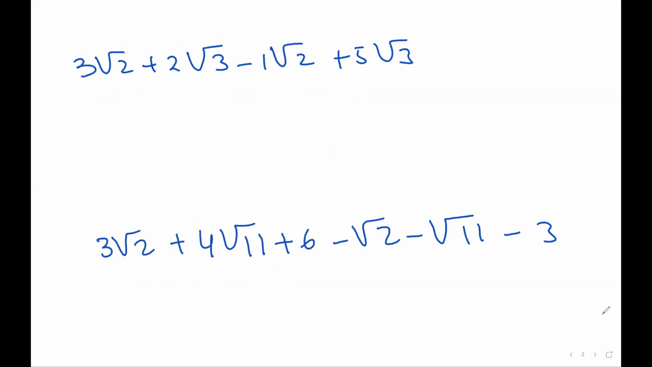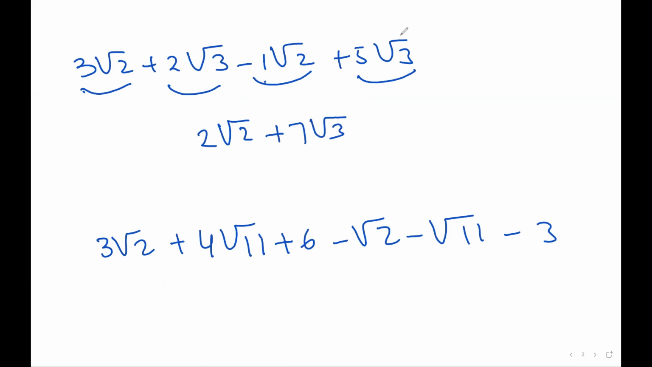Next, again, here what you will be doing, you will be grouping the things. So this will be added with this and this will be added with this. So 3 minus 1 is 2 root 2 and 2 plus 5 is 7 root 3. So answer is 2 root 2 plus 7 root 3.